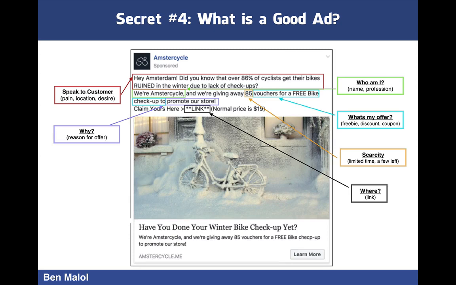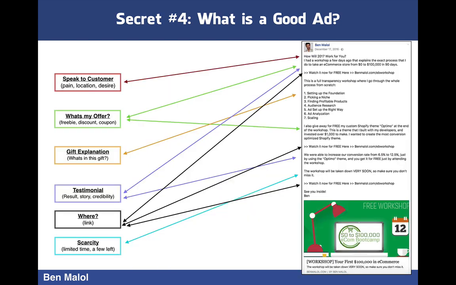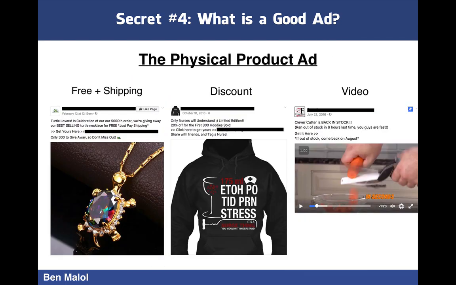Again, this is the same exact build. These are two completely different business models, but it's the same exact build for an ad, right? That's what's so amazing about it.